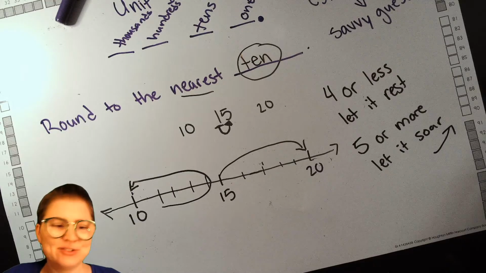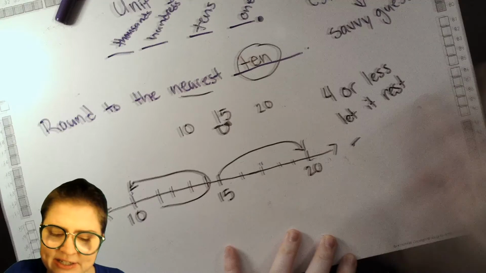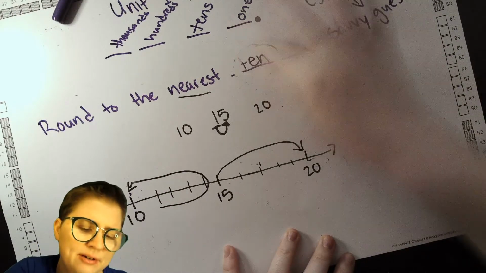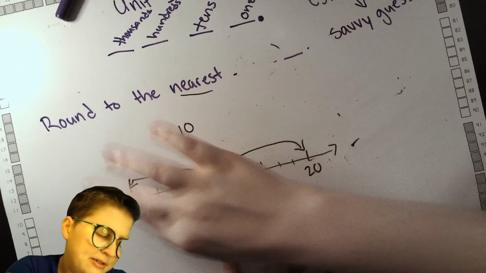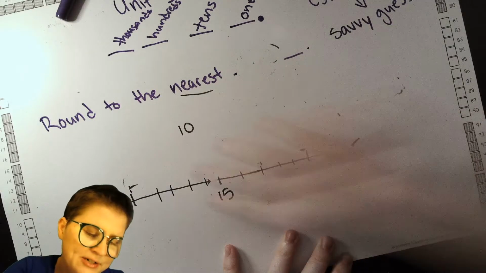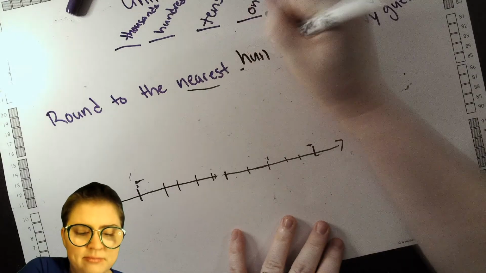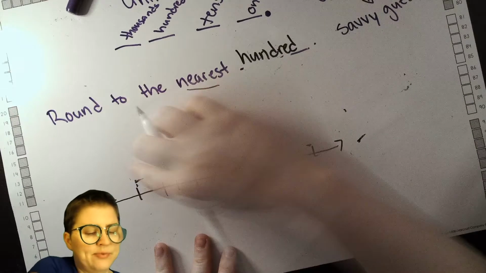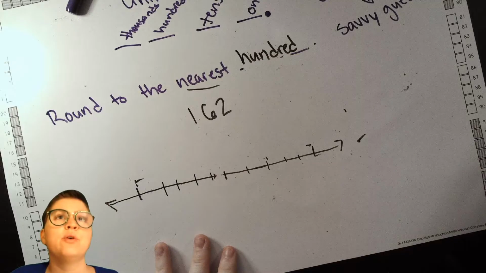Okay? So you might be wondering, okay, I've done rounding to the nearest 10 before, but what about if we're going to the nearest 100. So what if you have a number like 162? What's the nearest 100?